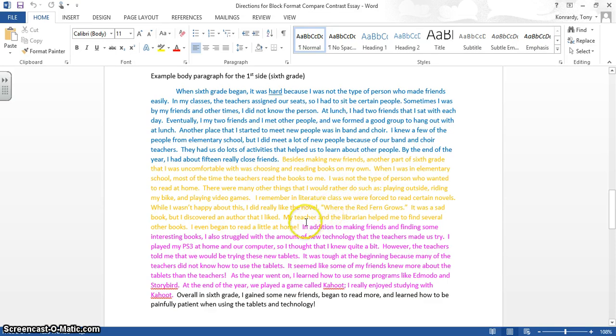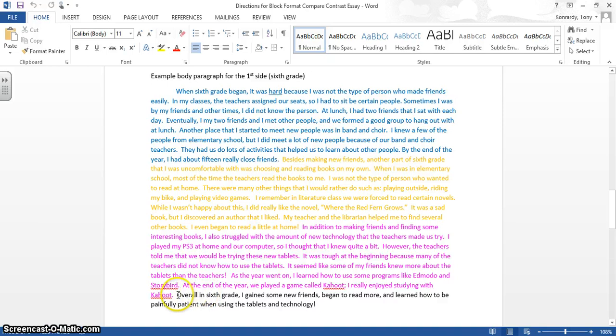Notice we're keeping the block format all in one large paragraph, but those transitional words are how we, the reader, know that the person who is writing this is changing areas. So our next transitional word in the first paragraph, in addition to making friends and finding some interesting books, comma, I also struggled with the amount of new technology the teachers made us try. This little part of the paragraph now is all about technology.